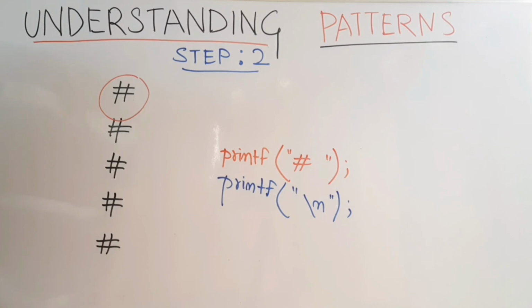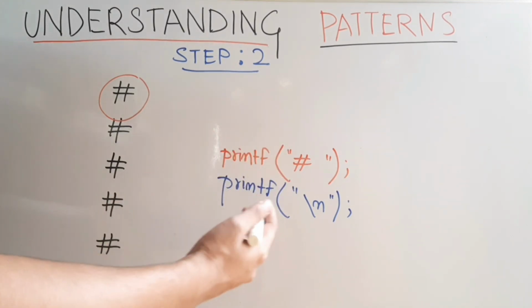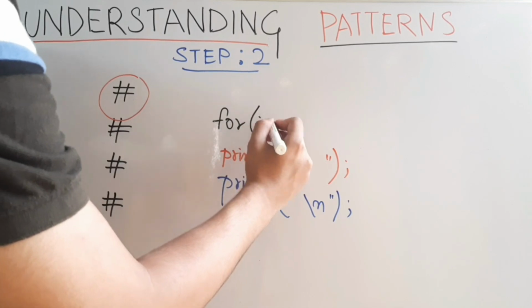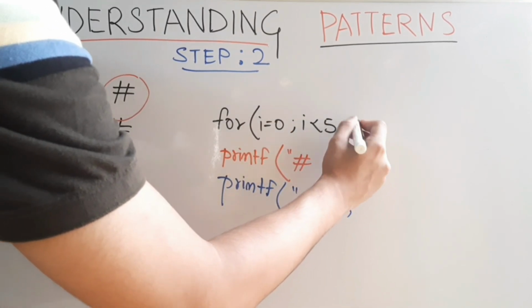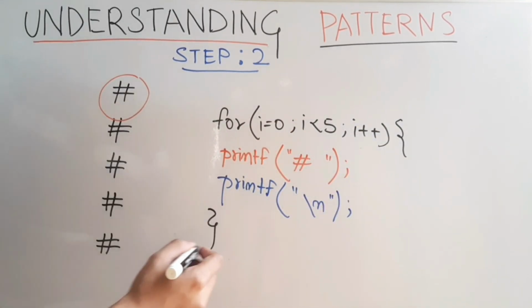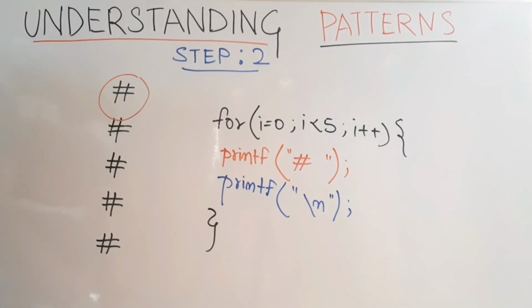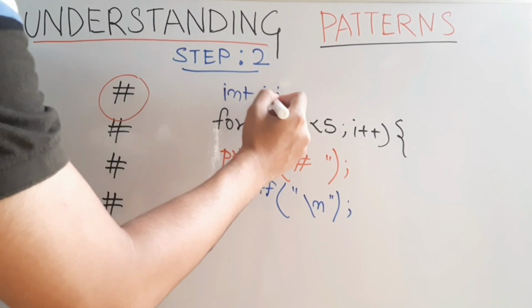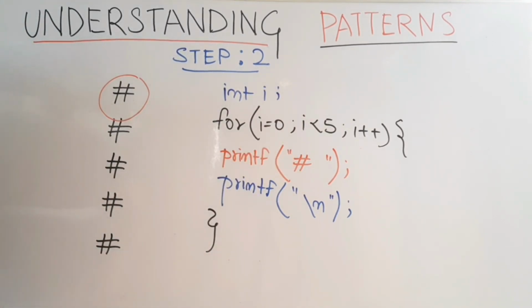What's the next move we are supposed to do? Put them in an iteration of 5 times. And the last thing, declaring the counter variable for loop. We are done with step 2.